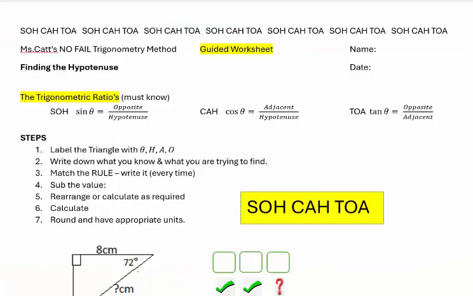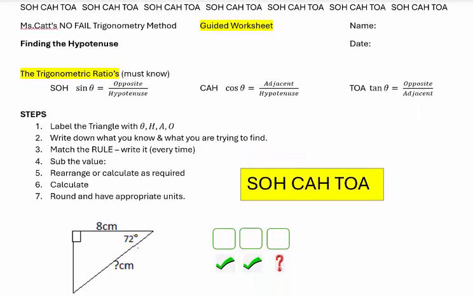Today we're going to be working with finding the hypotenuse. The last video was about just finding the side lengths using trigonometry. We are still going to use my no-fail method. Again, I really recommend you do this because I can't stand when students guess the rule that's supposed to be used. You don't need to guess with this method.